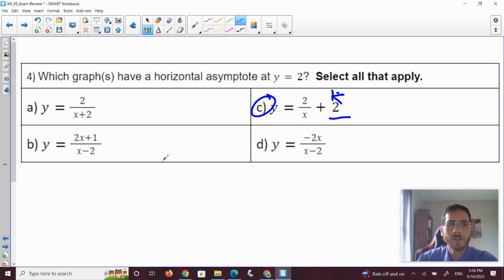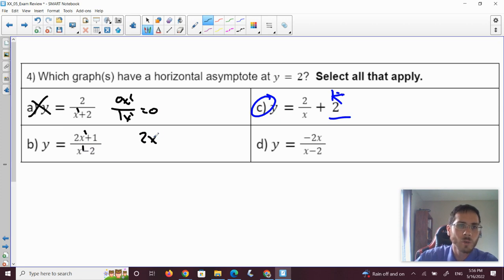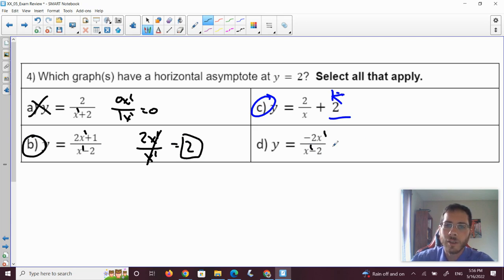Next one I got to check is I got to see if I divide, if I end up with 2 with anything. So if I divide here, remember I'm looking at the highest power of x's, which in this case is going to be x to the first. So this is 0x to the first over 1x to the first, but that's 0, not 2. So that's out. Over here, we got x to the first and x to the first. So I've got 2x to the first over x to the first, which is 2. So that one looks like that's good. Over here, I've got x to the first, x to the first. This is negative 2x to the first over x to the first. That's going to be negative 2. So that's not right. I don't want to have negative 2. I want to have a horizontal asymptote at 2. So I think B and C are going to be my 2 choices.